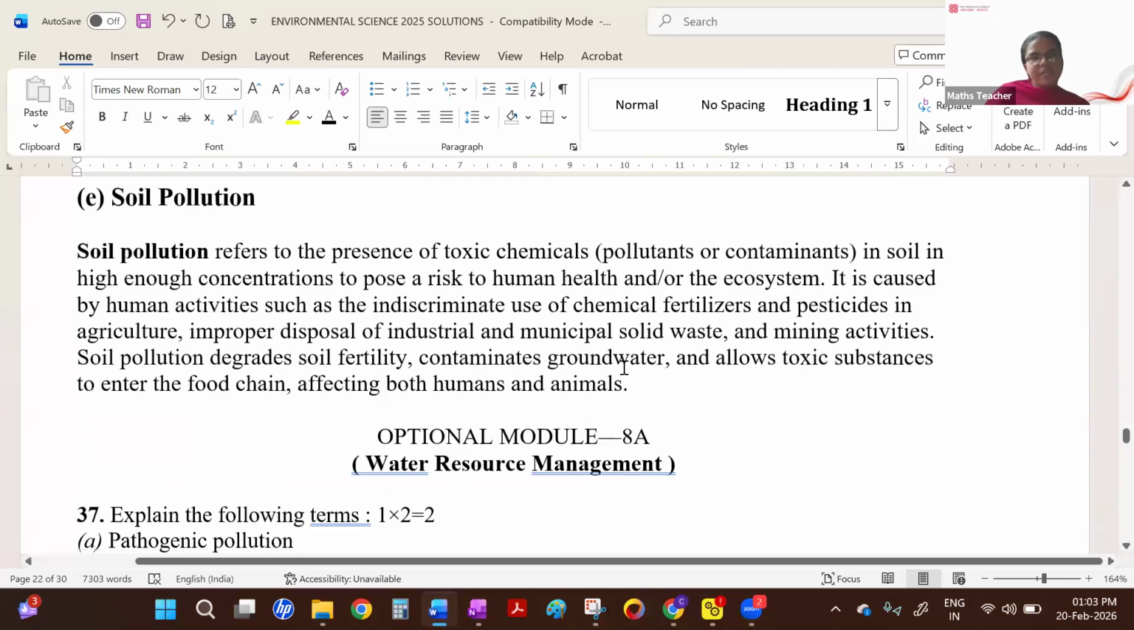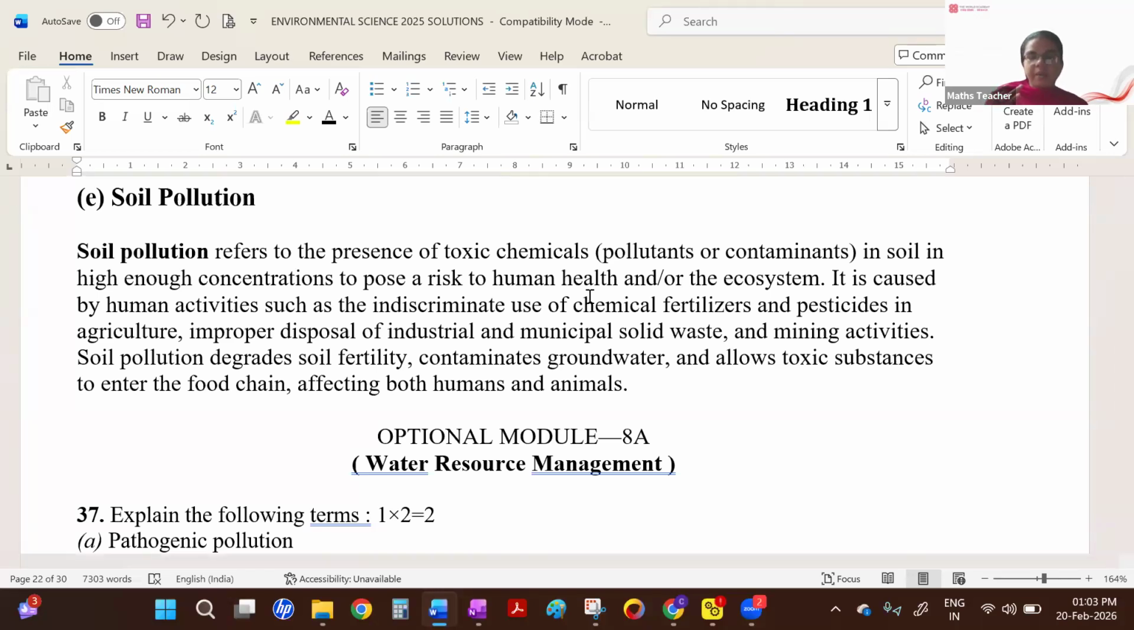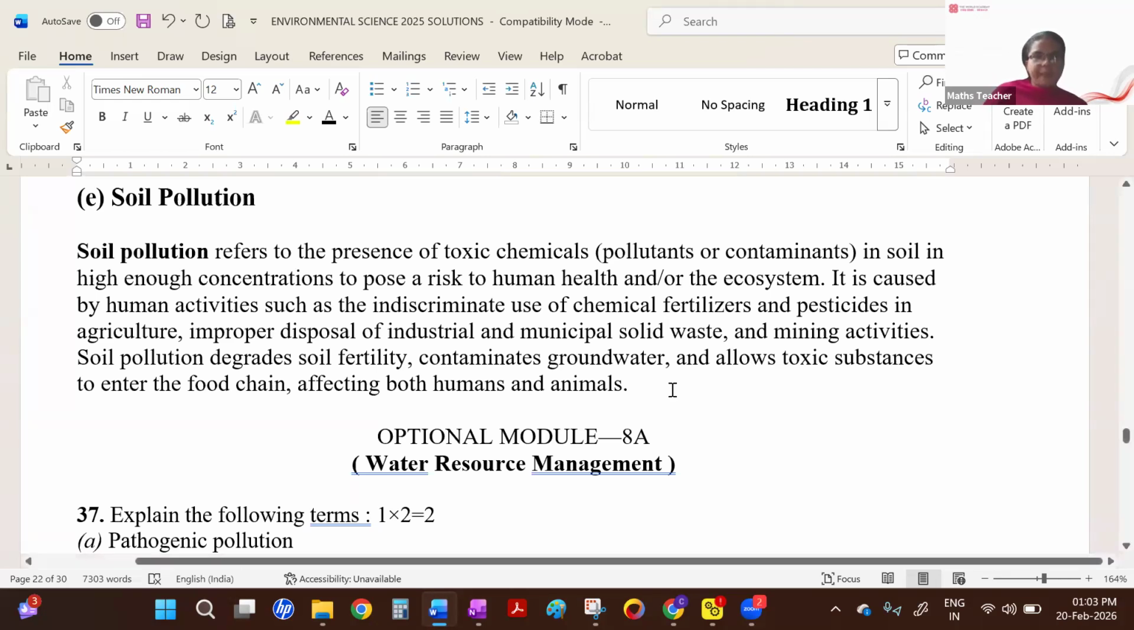And then soil pollution. We've already discussed soil pollution, right? The presence of toxic chemicals in the soil because of various factors. The first thing is in agricultural practices, when people use fertilizers, insecticides, and pesticides, these get into the soil and also into the water bodies, and cause soil pollution. It degrades soil fertility, contaminates groundwater, and allows toxic substances to enter the food chain. So all of these are the consequences of soil pollution.